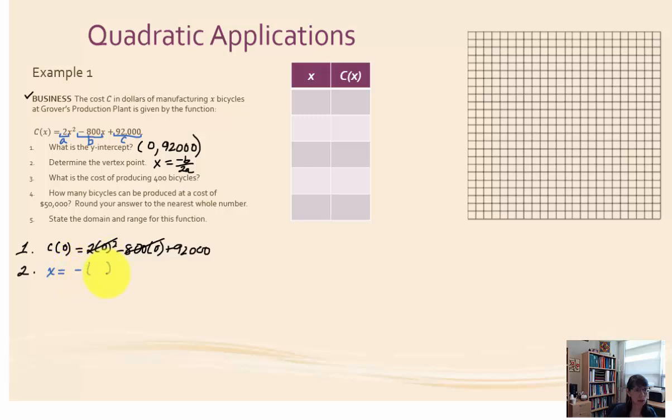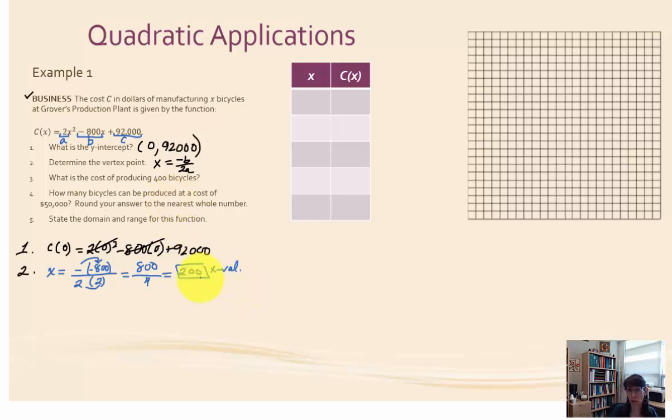Minus times b would mean negative 800 is our substitution for b, divided by 2 times the a value. So that's 2 times 2. So we have a negative multiplied by a negative, which gives us positive 800, and we are dividing by 4. So 800 divided by 4 would give us 200. Now keep in mind 200 is simply the x value for the vertex point.